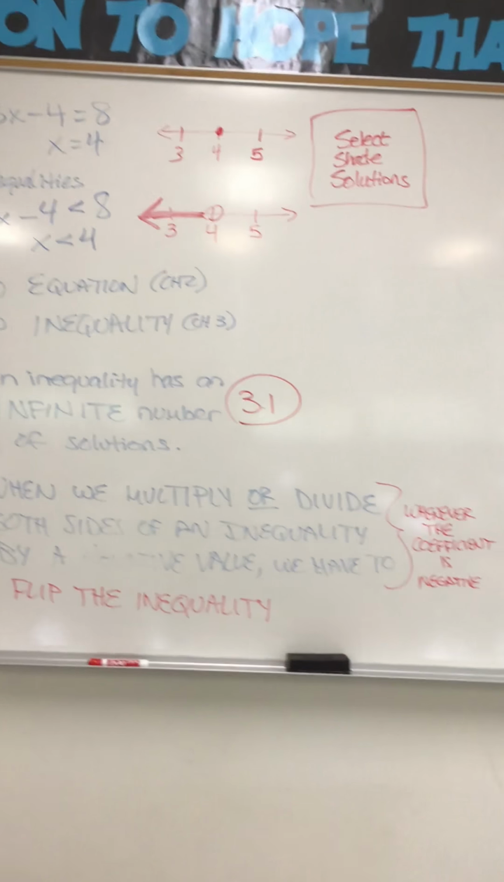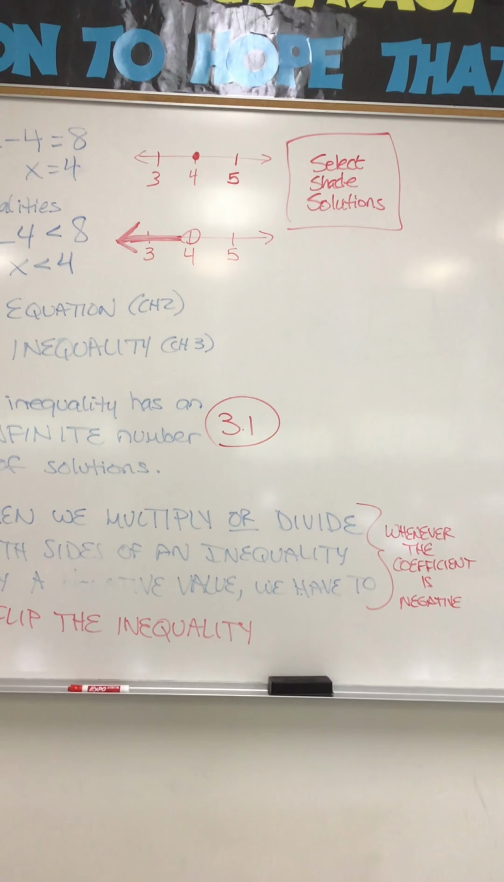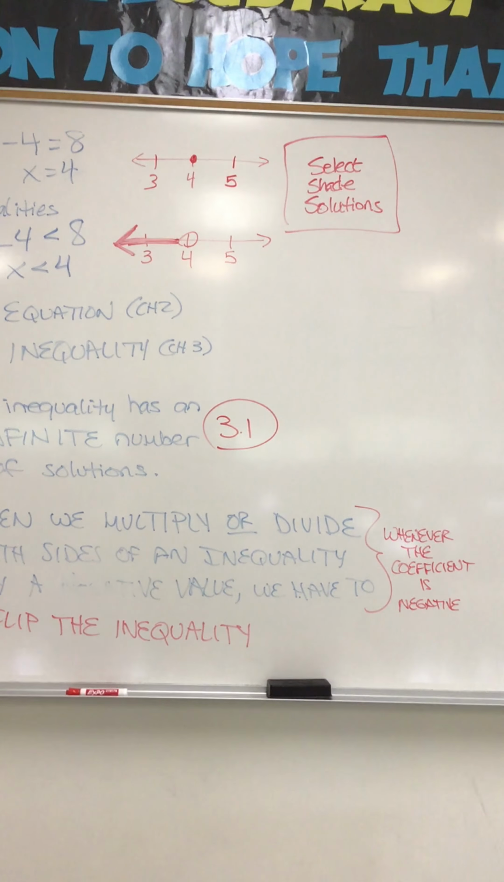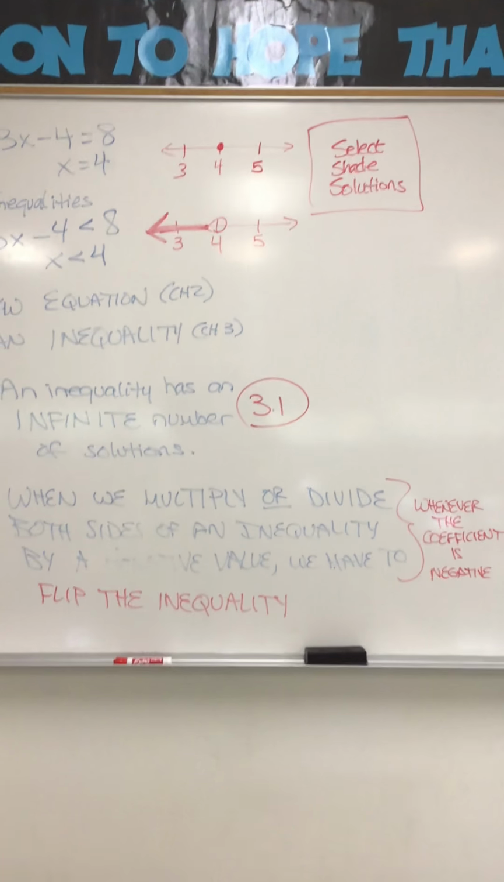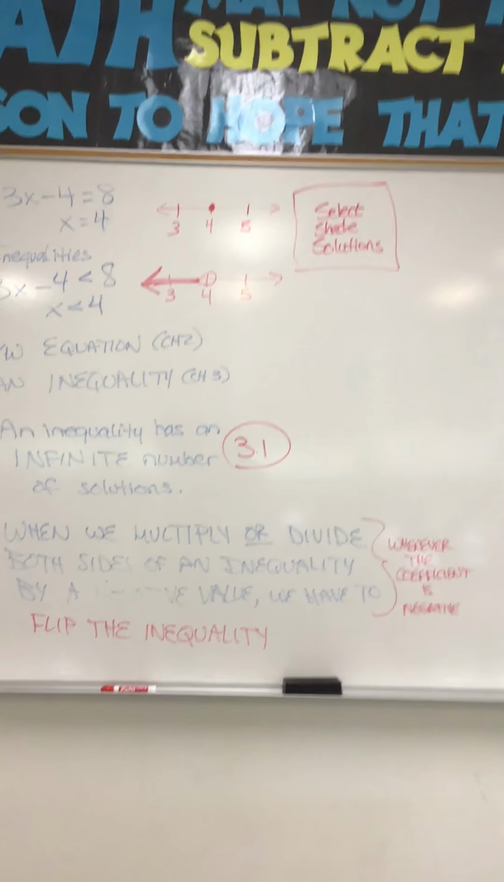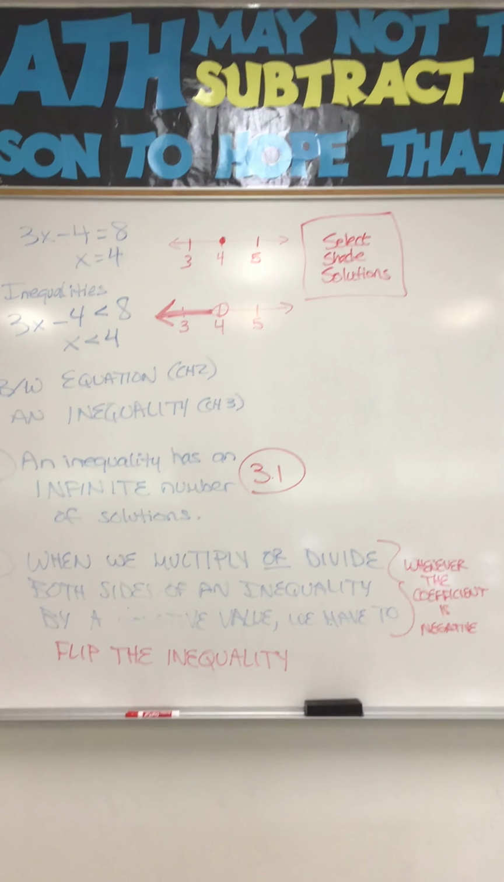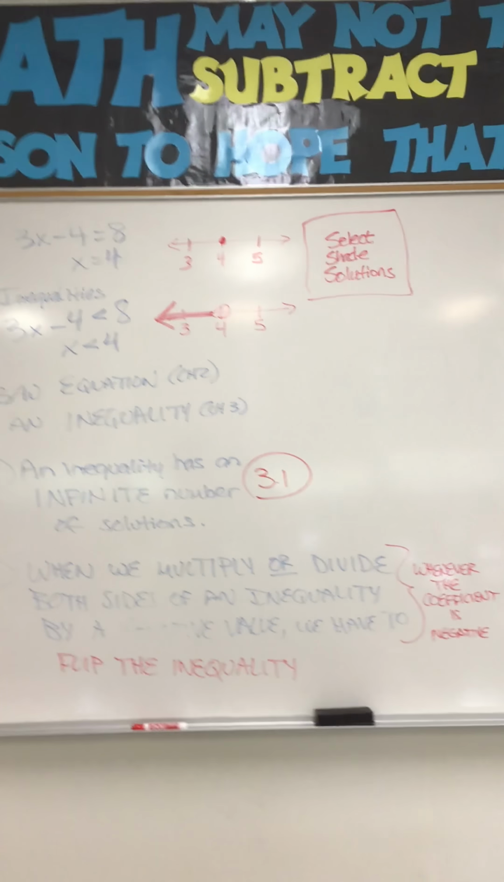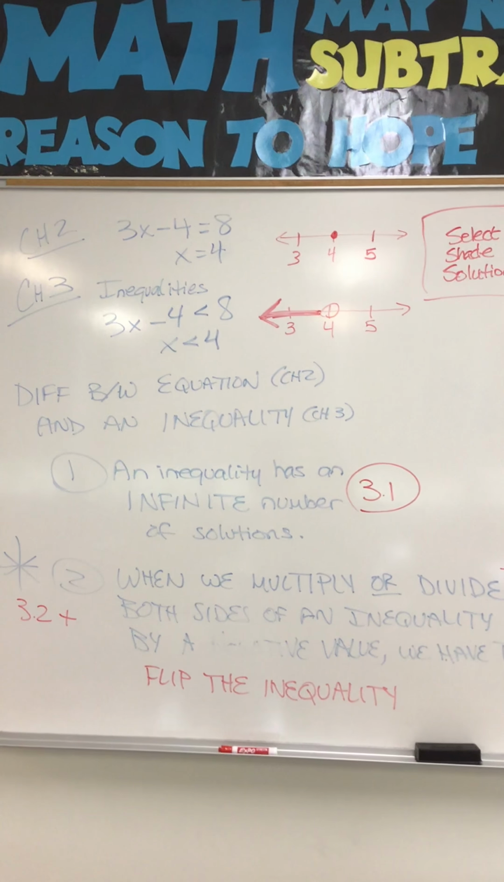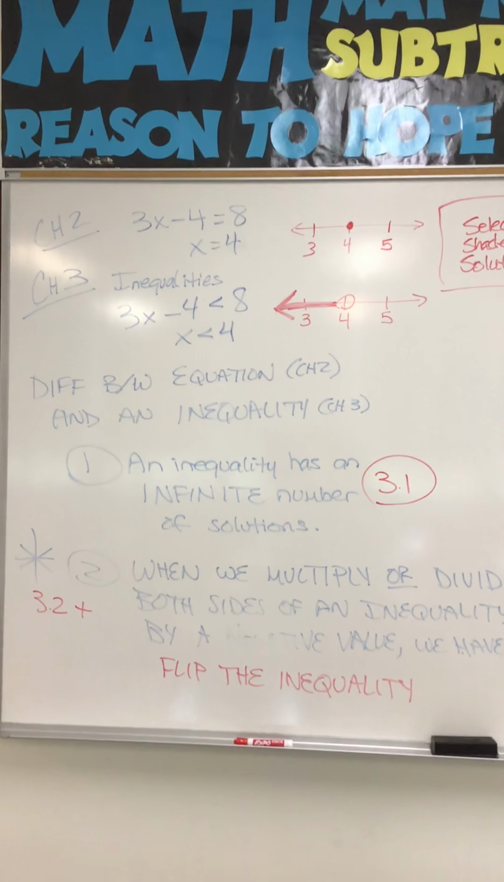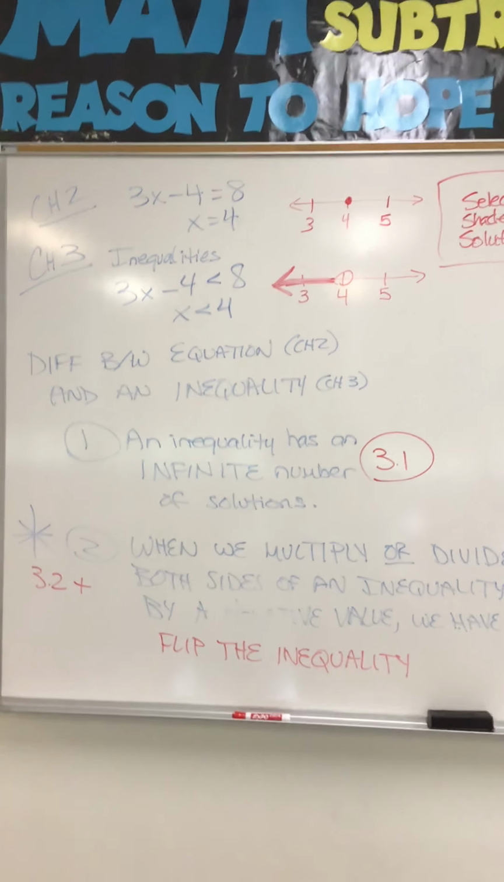And we would do that whenever the coefficient is negative, because we would have to multiply or divide both sides of an inequality by a negative value in order to get that coefficient of +1. Again, that second difference comes into play for sections 3.2 and beyond. Right now we're going to focus on the fact that an inequality has an infinite number of solutions, and because of that, we graph the solution.